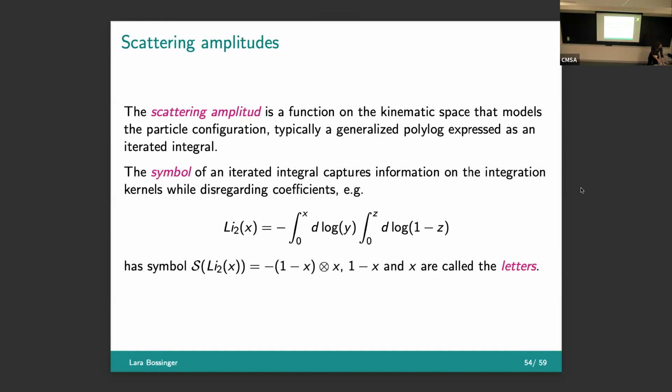Right. So we have scattering amplitudes. We've seen them. For those who don't know, I didn't know, you can typically express them as generalized polylogs and express them as iterated integrals. And once you have such an expression of an iterated integral, you can read off the symbol. So this integral would correspond to reading off the arguments of the d logs, and forgetting about the rest. So it's a great way to condense information. We lose the coefficients, but we still have lots of information kept. And the elements appearing in the symbol are called the letters. The symbol itself, you can think of it as a word in the symbol alphabet.